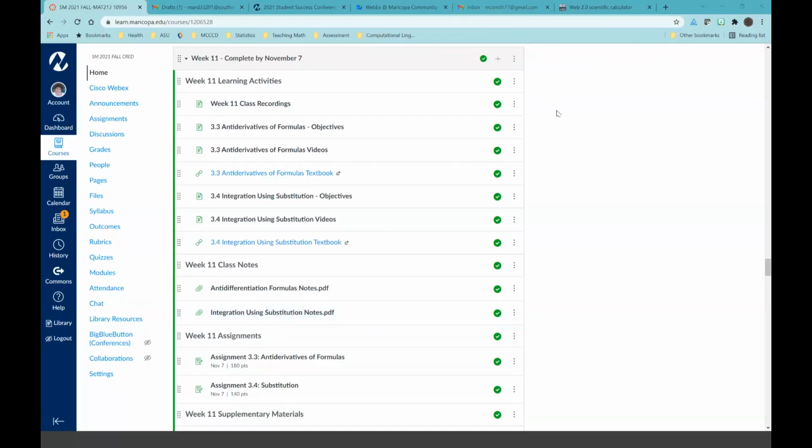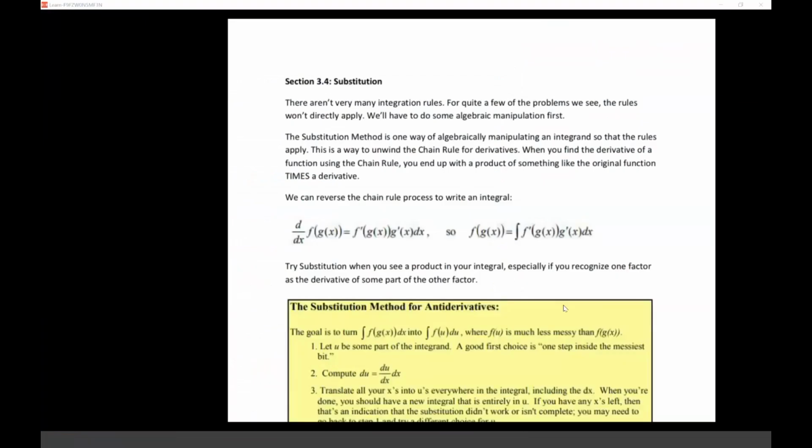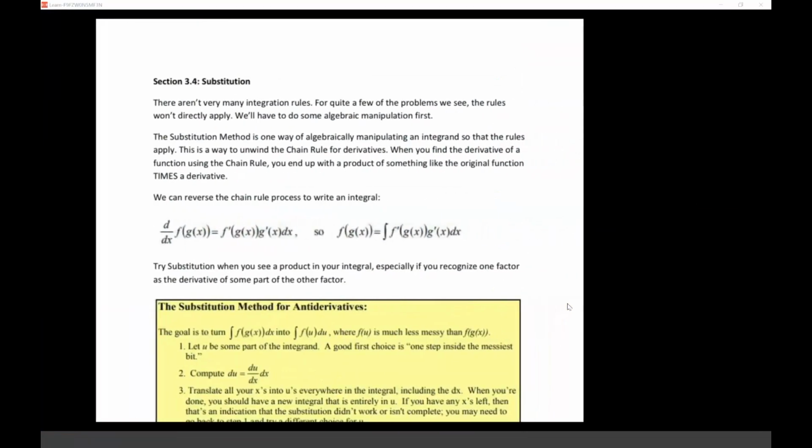Okay, and let me share these with you. All right, now everybody should be seeing these notes, section 3.4, substitution. Okay, if you can't see them, give me a shout out.